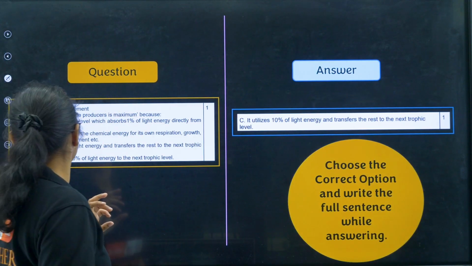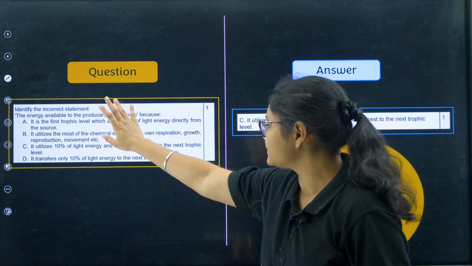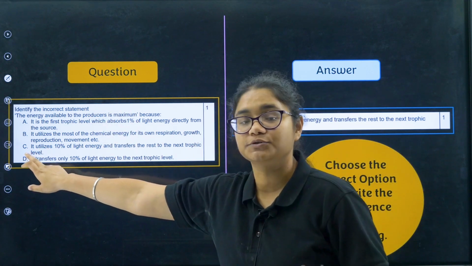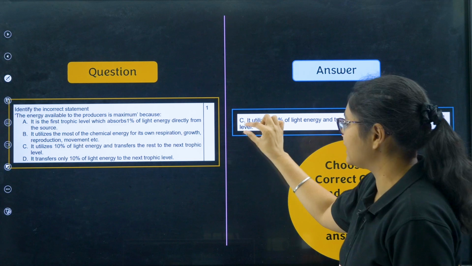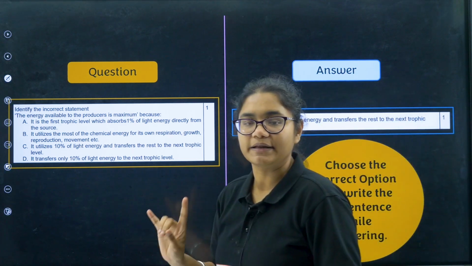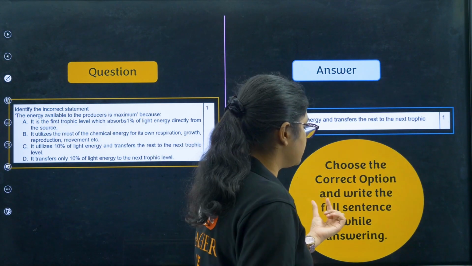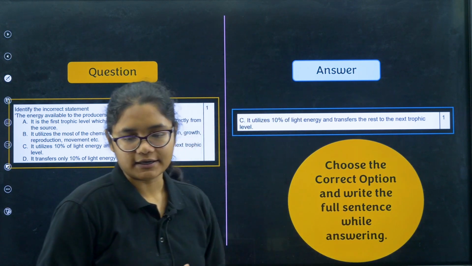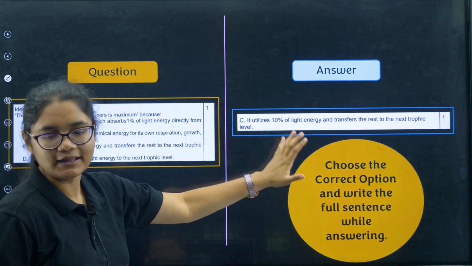An example is given here: identify the incorrect statement, right? Suppose I found that option C is the correct answer. So you have to write C and write the whole statement that makes the complete answer. So you have to choose the correct option and write the full sentence while answering. Whatever is there in front of that option, you have to write it exactly in that way.